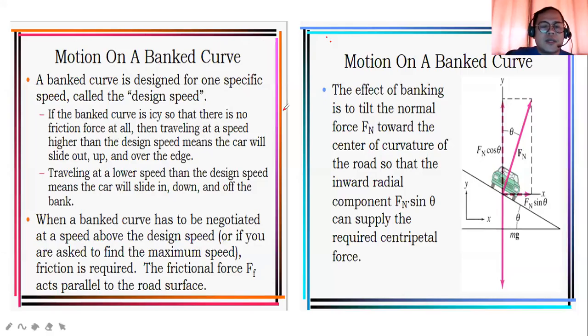Okay, so as I said, roads are banked to increase the centripetal force on a car moving in a curved road. So a banked curve is designed for one specific speed called the design speed. If the banked curve is icy so that there is no friction force at all, then traveling at a speed higher than the design speed means the car will slide out, up, or over the edge.